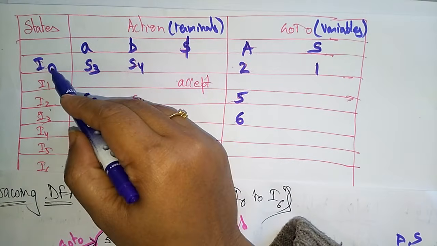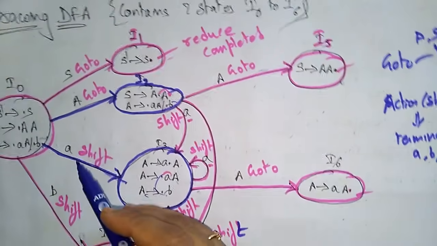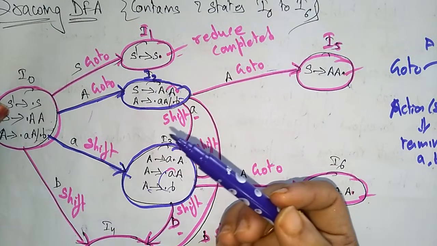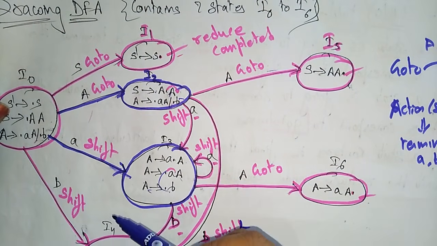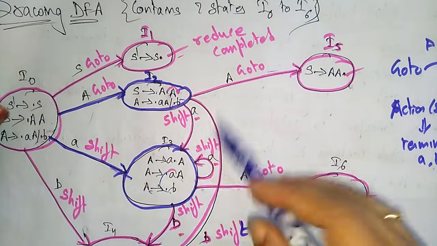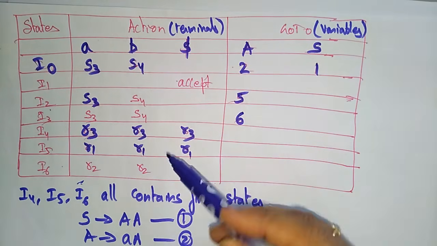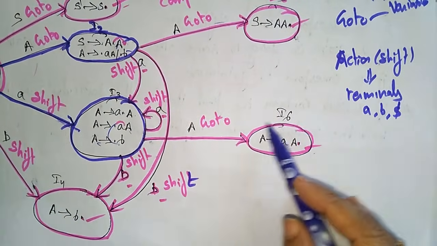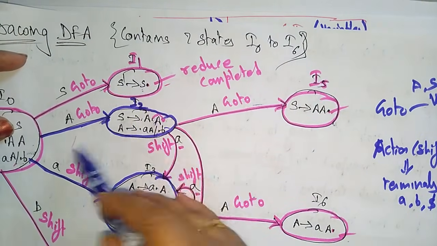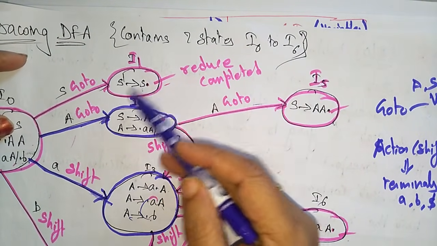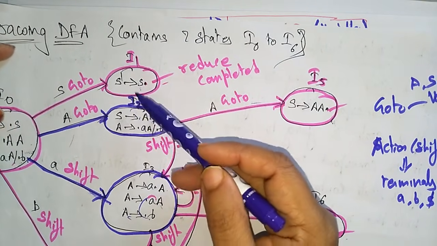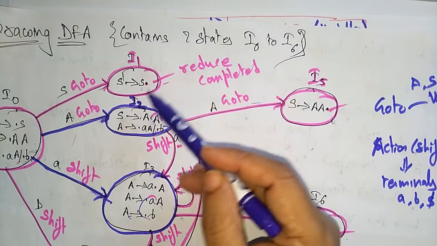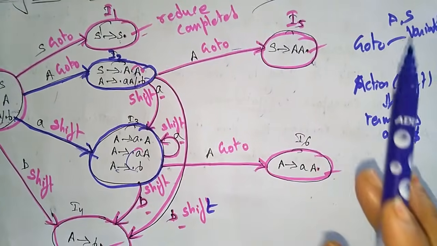By checking I0 on A, going to which state? Write that. If it is a shift, write S3, S2, S1. If it is a go-to, just write the number. Whenever the final state is reached: if S determines S $, this is the augmented grammar, which we declared temporarily. That's why it contains only the $, that is the accepted string.